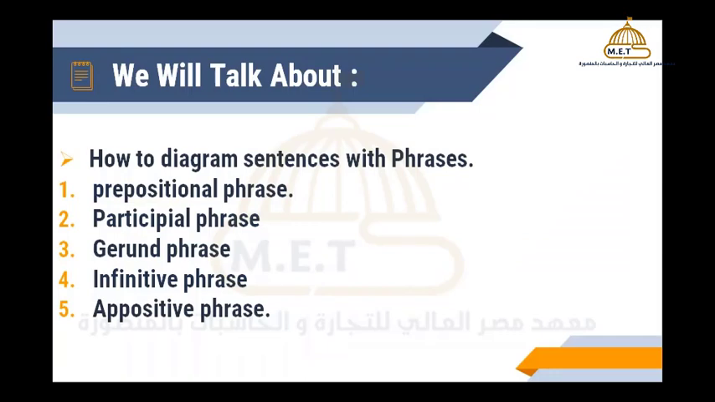Of course, we have a lot of types of phrases. The first one is prepositional phrase, the second one is participle phrase, the third one is gerund phrase, the fourth one is infinitive phrase, and the fifth one is appositive phrase. Of course, we are going to talk in detail about all these phrases, but just at the beginning we are going to have the schedule to know what you are going to study.